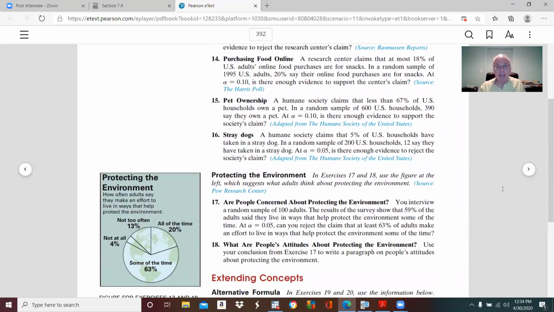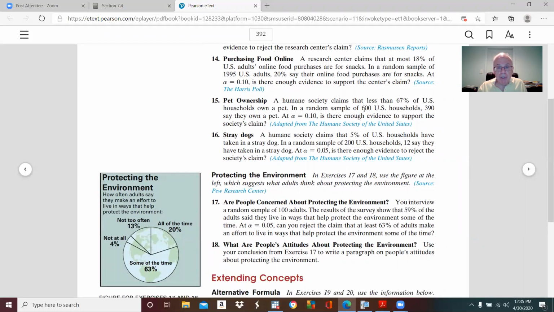A humane society claims that less than 67% of US households own a pet. So this is a clear case of less than. This must be the alternative hypothesis, right? Because less than is always in the alternative hypothesis. So it's a clear case that the claim is in the alternative hypothesis in this particular case.